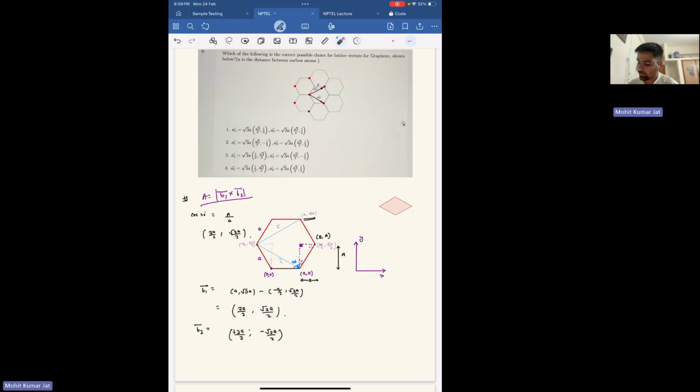3A by 2, root 3A by 2, and B2 will be 3A by 2, minus root 3A by 2. The correct option here looks like the second one, 3A by 2, minus root 3A by 2, because here they have the a1 on the down and the a2 on the top. So this is like b2 and b1, and a2 will be 3A by 2 and root 3A by 2. So the correct option here will be the second one.